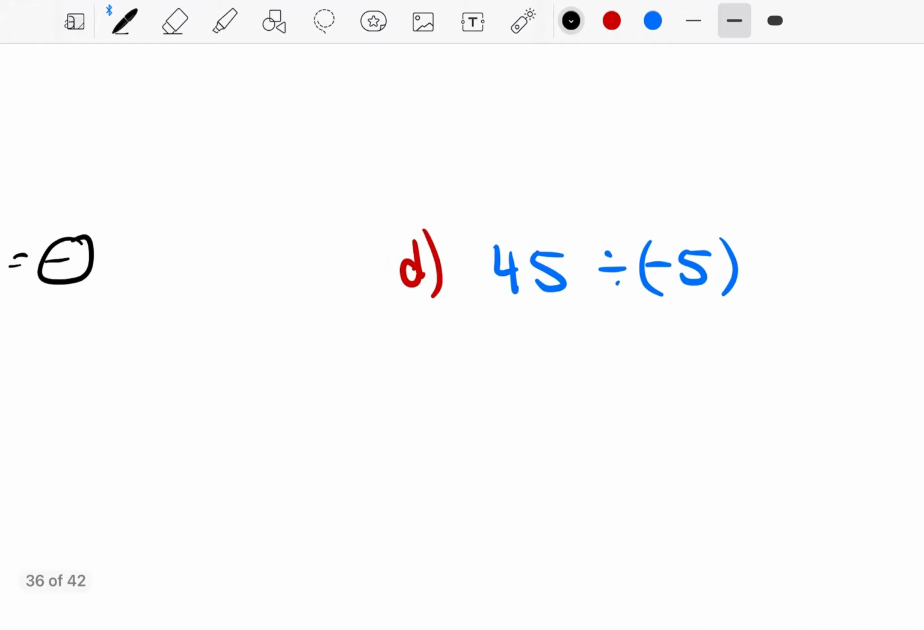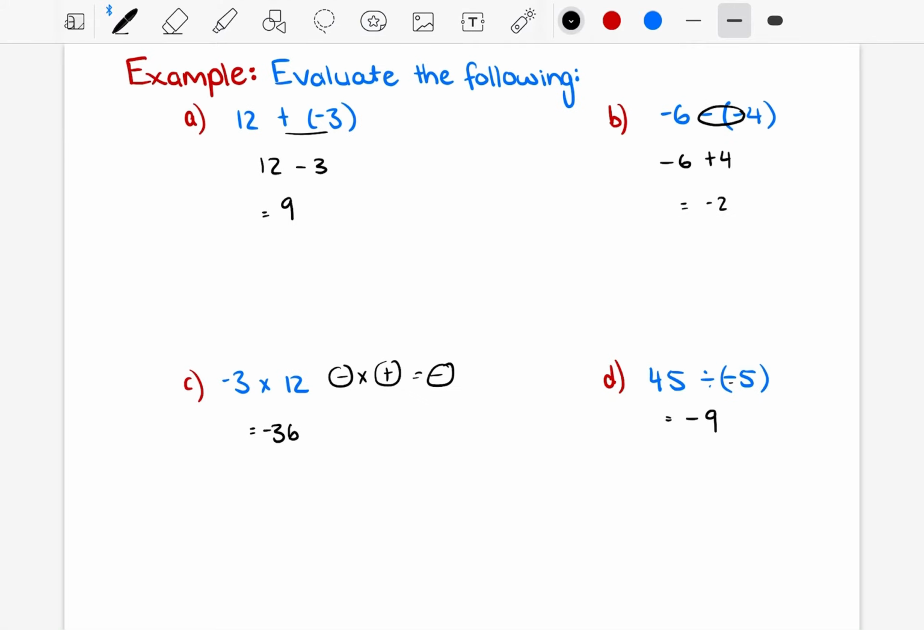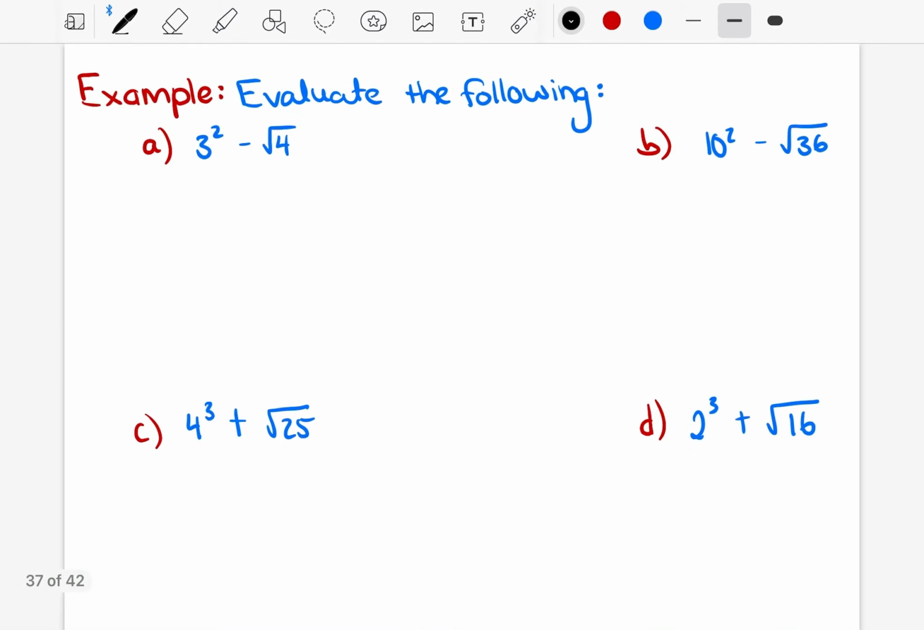So our last example here is we've got 45 divided by negative 5. So because we've only got that one negative there, we're going to have a negative answer. And 45 divided by 5 is just 9. So our answer is negative 9. So that is just practicing using those negative rules. They're going to come up again in a couple of lessons. So let's move on to evaluating things with powers and roots in it.